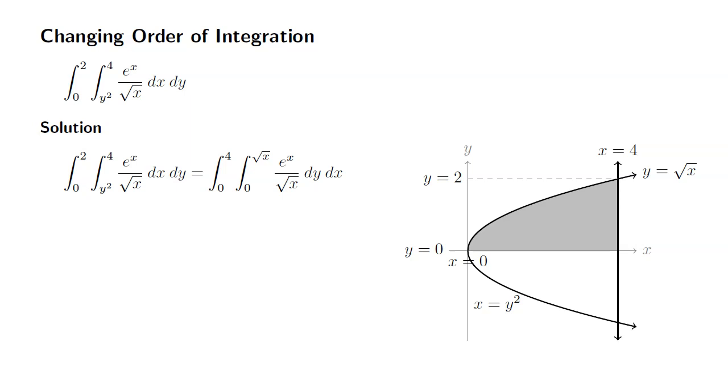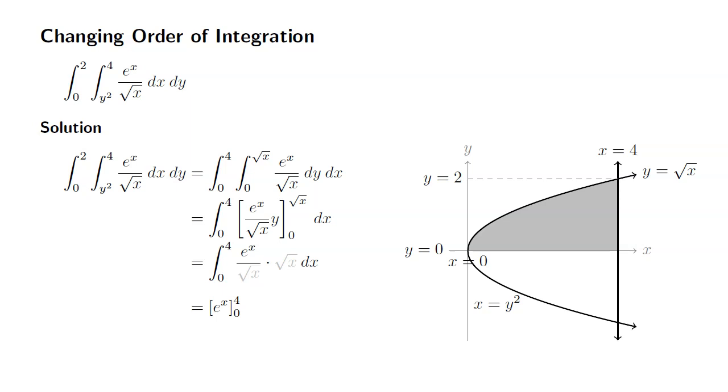So let's take care of the inside integral. e to the x over square root of x has nothing to do with y, so it's considered to be a constant. So the antiderivative is e to the x over square root of x times y, and y goes from 0 to square root of x. Then we plug in square root of x, and we get e to the x over square root of x times square root of x. Minus, if you plug in 0, it's 0, so I'm not going to even write that. So we can cancel the square root of x's.